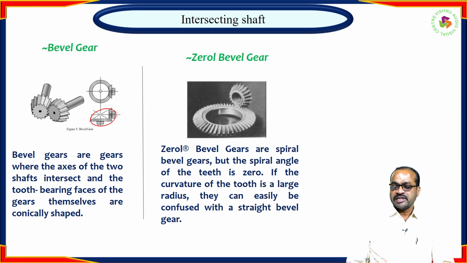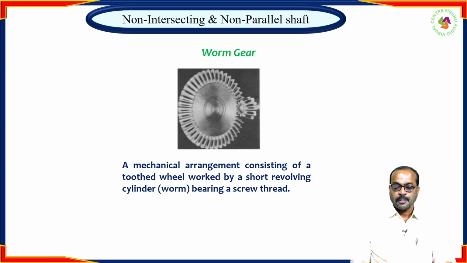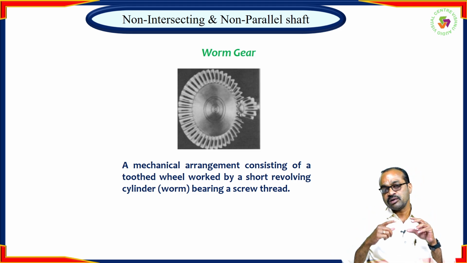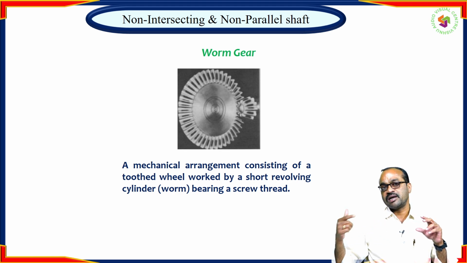Many intersecting shaft gears we saw under the classification. Here I would like to show one example. Another example is a zerol bevel gear. Third category, non-parallel, non-intersecting type of gears. Worm gear plays the major role in this. You can see the image. It has one worm and another worm wheel. The worm, in the sense, is a straight bar, and threaded portions will be cut on that.